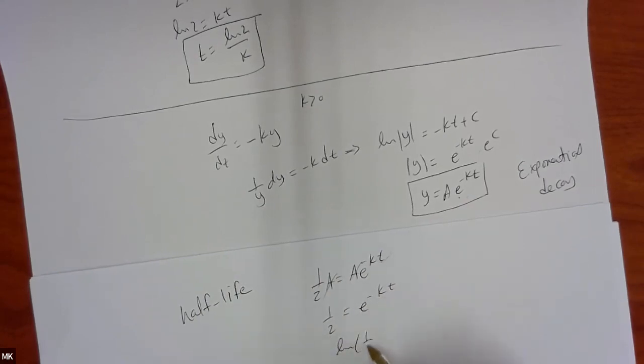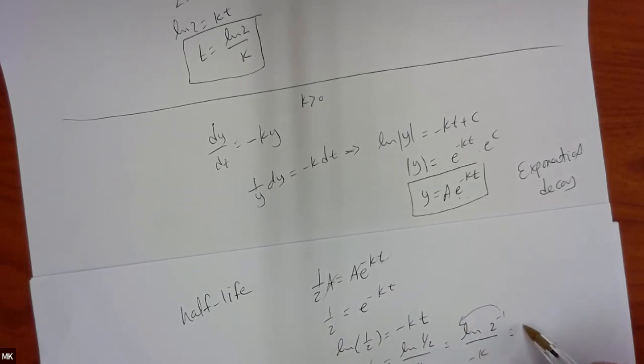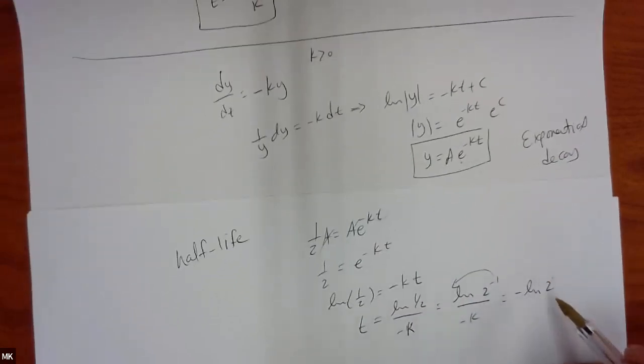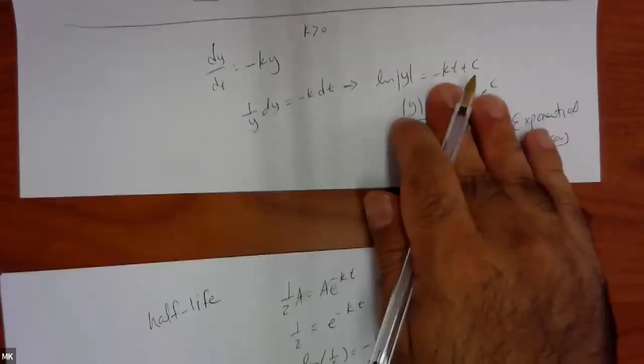Then natural log of 1/2 is equal to natural log of e to the negative kt, or just negative kt. Or t will be natural log of 1/2 over negative k. But notice 1/2 is 2 to the negative 1, and the negative 1 can come up front by log properties. And the negatives cancel out. So half-life is natural log of 2 divided by k. Same exact formula as doubling time.